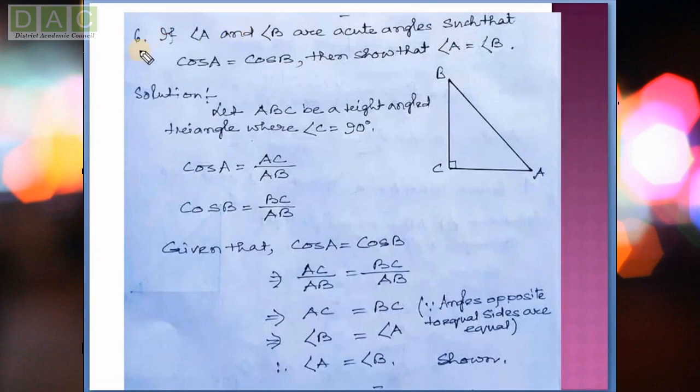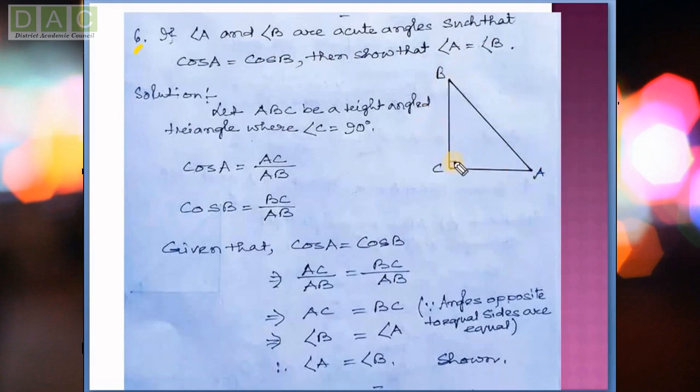Now see question number 6. If angle A and angle B are acute angles such that cos A equals cos B, then show that angle A equals angle B. Now draw the same diagram, a right angle triangle.